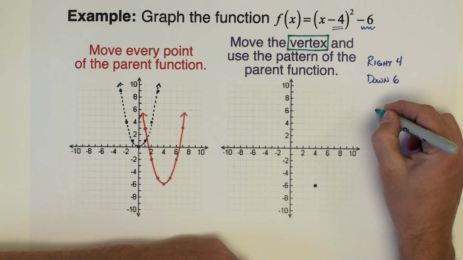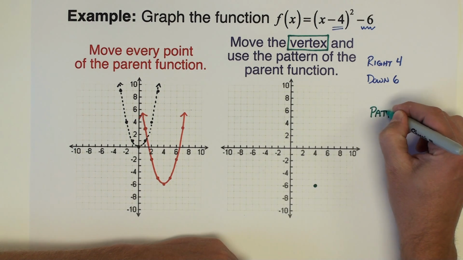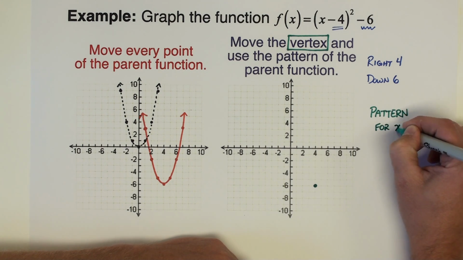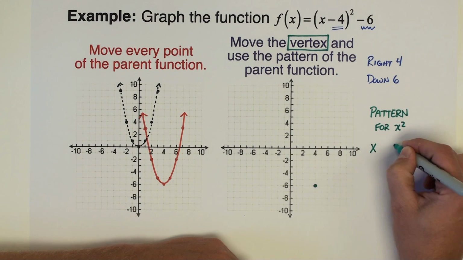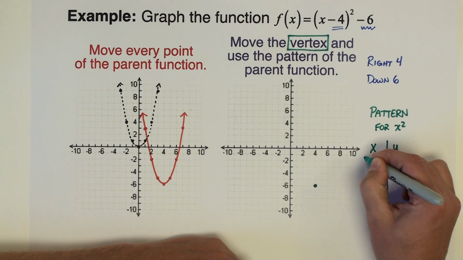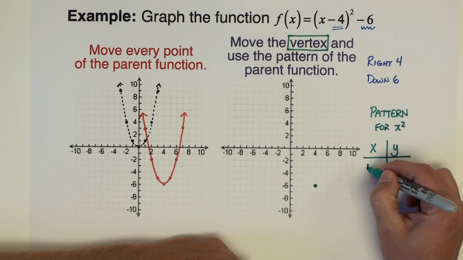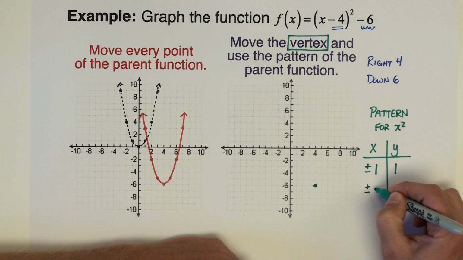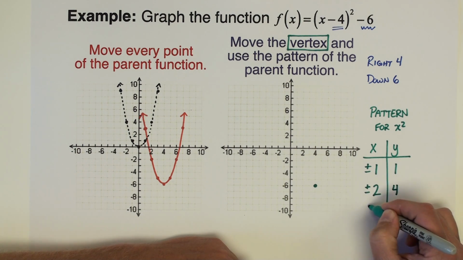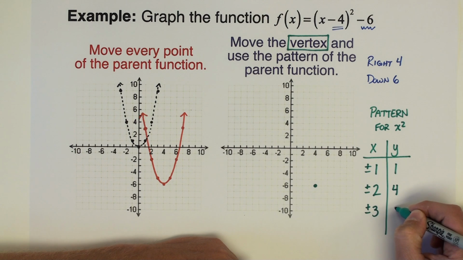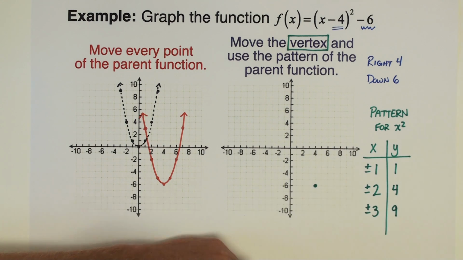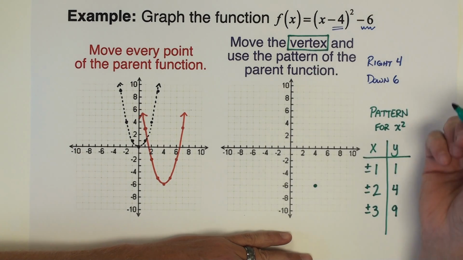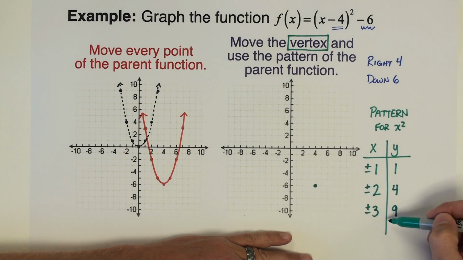Now from there, all I need to know is my pattern for x squared. So my table of values, I just need to know that whether I have positive or negative 1, it squares to 1. And positive or negative 2 squares to 4. And plus or minus 3 squares to 9. And so from that vertex point, which I have moved according to my transformation rules, I'm now going to plot this pattern.